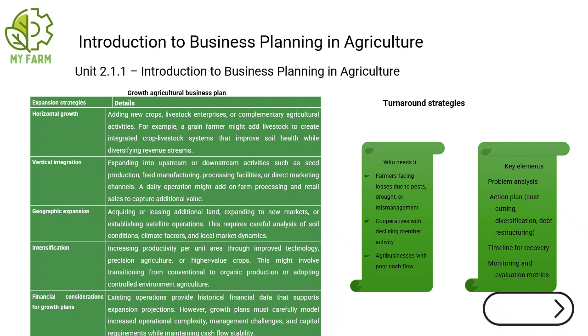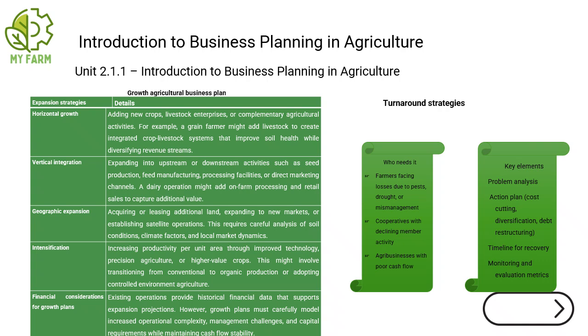A third option is geographic expansion. This strategy includes acquiring or leasing additional land, entering new regional markets, or establishing satellite operations. However, geographic growth requires careful evaluation of soil conditions, climate patterns, transportation logistics, and local market dynamics to ensure that the expansion is viable and sustainable.